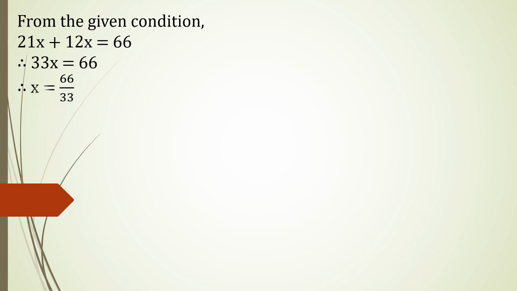Therefore, x equal to 66 upon 33. Are you getting me? You can further simplify this, students. You can write 33 ones are 33 and 33 twos are 66. So you got the value for x as 2. Therefore, x equal to 2.